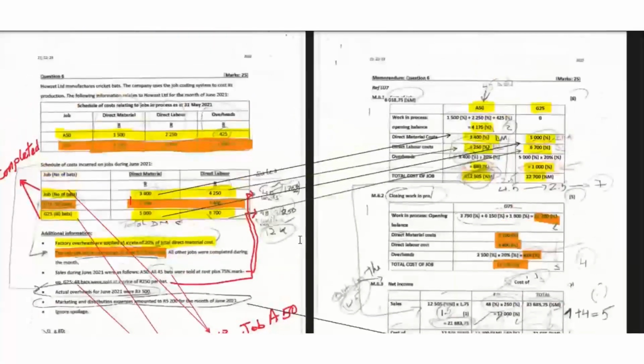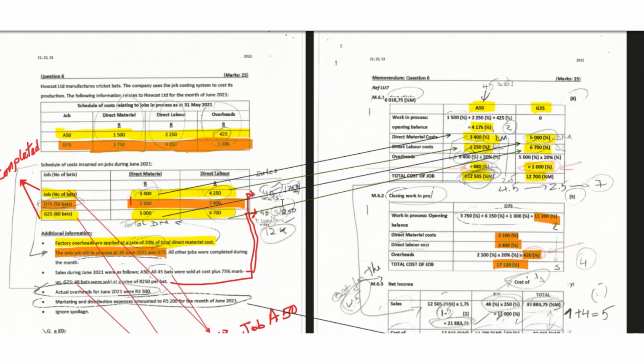Question number 6. As we go into question number 6, as you can see, the company manufactures cricket bats. What you're seeing here is that they're providing you jobs. If you see job, you know that this is learning unit 7. That's your last unit, the last unit we touched on. Not much of a difference because we need to look at the factory overhead as usual, right?